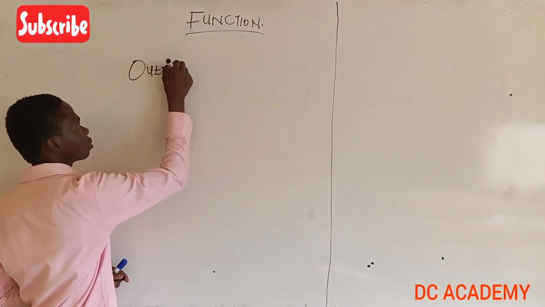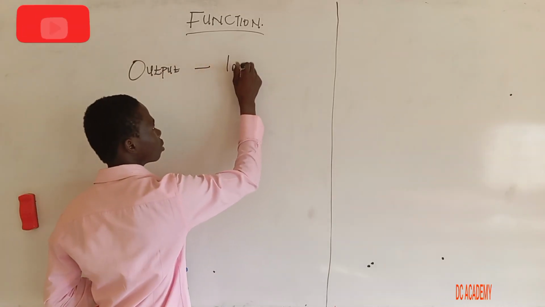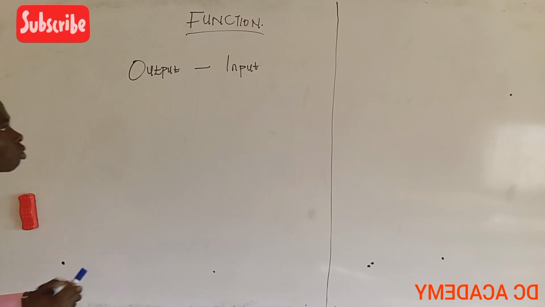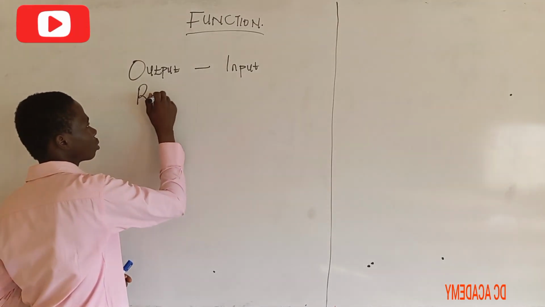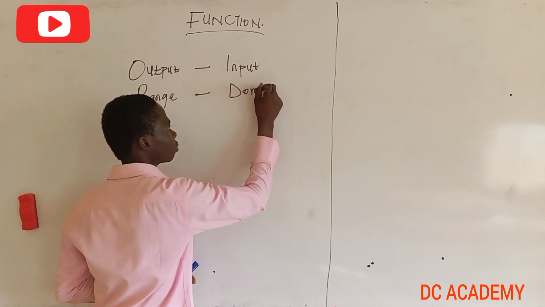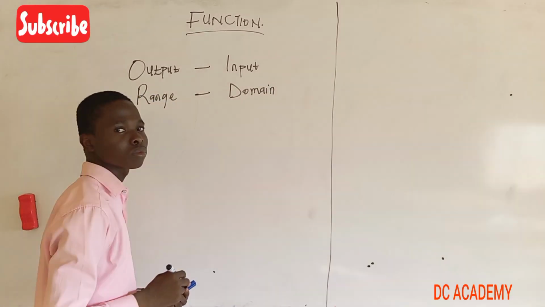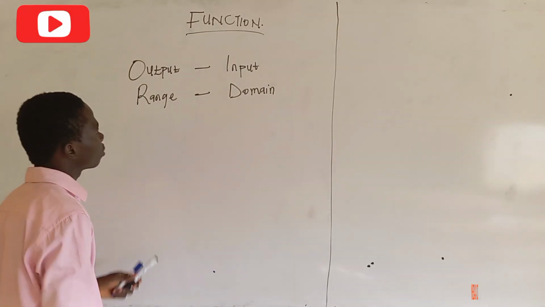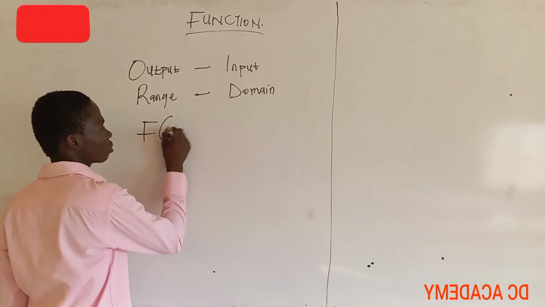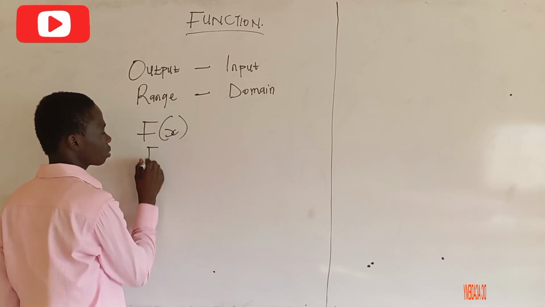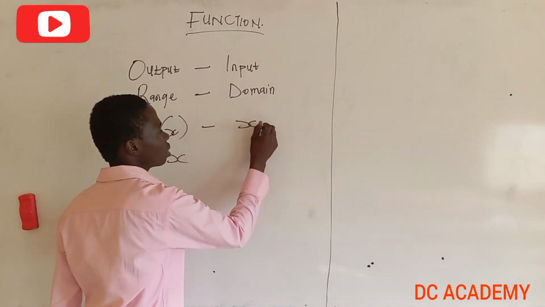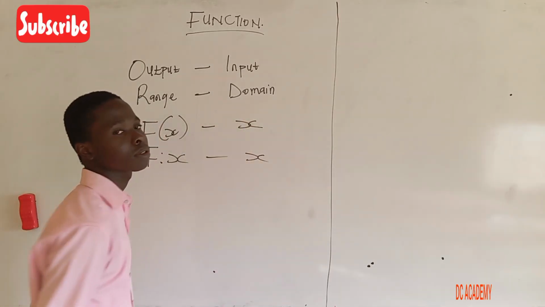A function is a relationship between outputs and inputs. The output is what we call the range, and the input is called the domain. At the same time, the output is known as f of x, and the input is known as x.